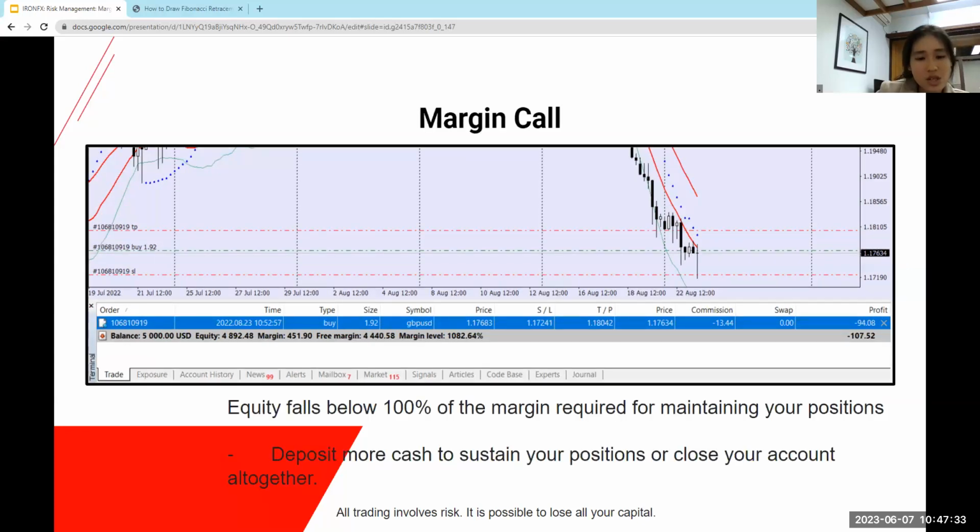Okay, so this is when you get a margin call. So when the equity falls below 100% of the margin required for maintaining your positions, in which case, you would then need to deposit more cash to sustain your positions or close your account altogether.